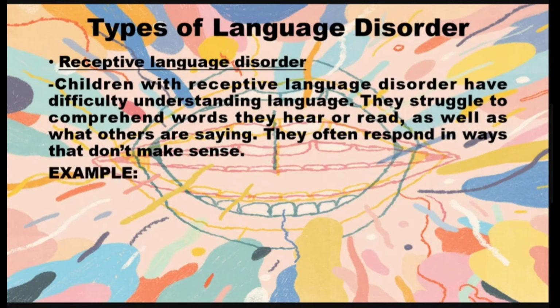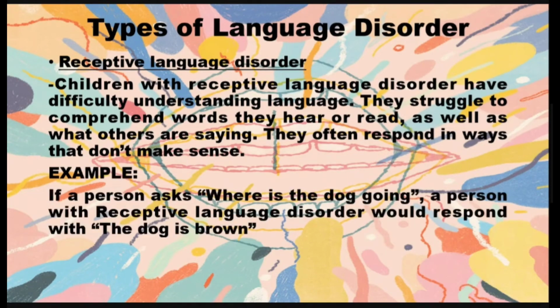An example of this is if a person asks, "Where is the dog going?" A person with receptive language disorder, since they cannot comprehend what the other person is saying, responds in a way that doesn't make sense. Instead of answering the question, "Where is the dog going?" the child with receptive language disorder responded, "The dog is brown," which of course doesn't make sense since the question is where, but the child answered in a way that describes the dog instead of answering the question where.